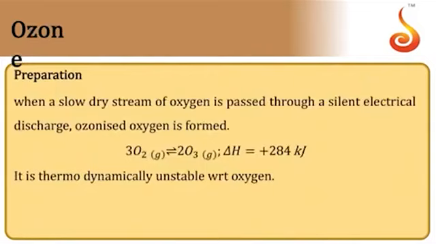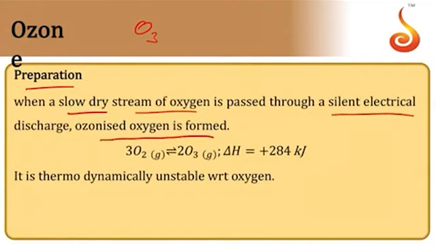Next one, coming towards ozone. Preparation of ozone, that is O3. When a slow, dry stream of oxygen is passed through a silent electrical discharge, we get ozonized oxygen being formed. So O2, subjected to silent electric discharge, gives O3.